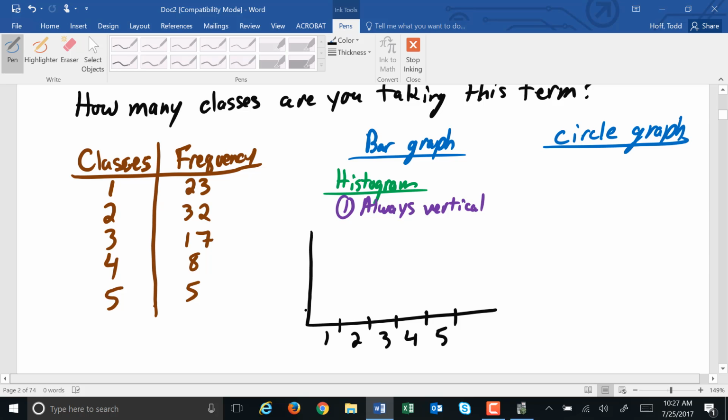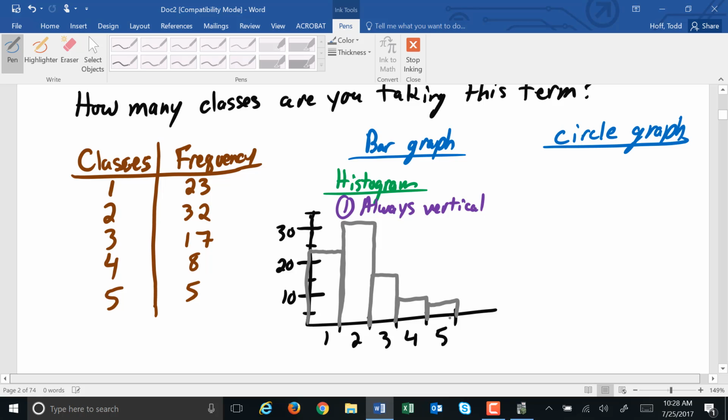Oh, let's do this. 5, 10, 15, 20, 25, 30, 35. So when I go to put my bars in here, it's going to look like this. One class is 23. Two classes is 32. Three classes is 17. 4 is 8. 5 is 5.